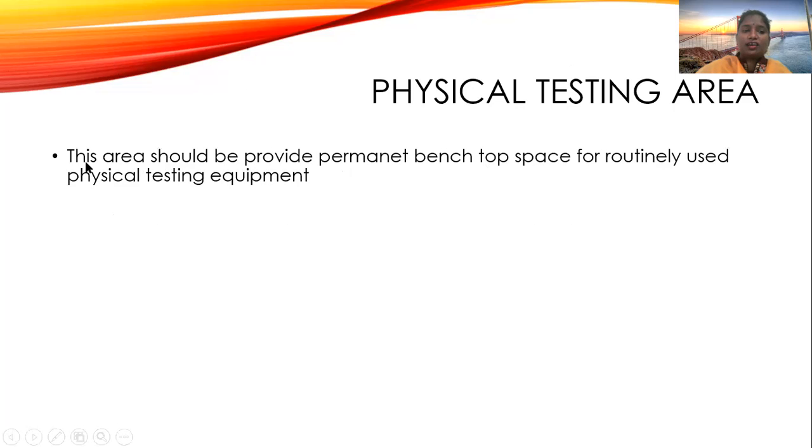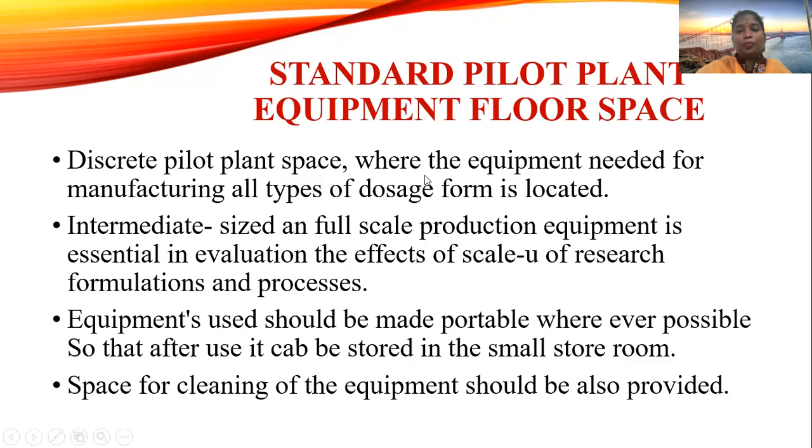Okay, physical testing area. Here, permanent benchtop space should be provided for the routinely used physical testing equipment. So what are the physical testing equipments here? Generally, tablet testers, weighing machines, pH meters and dissolution apparatus. These should be permanently fixed on the benches. So that top space on the bench top should be permanent. That's why we call it the physical testing area, with permanent bench top space.